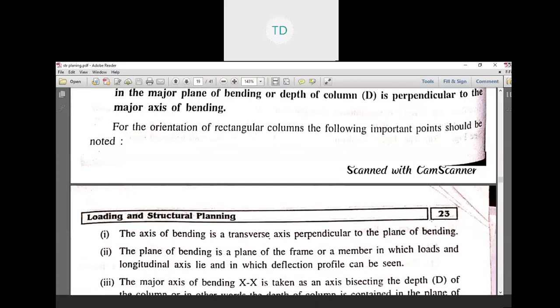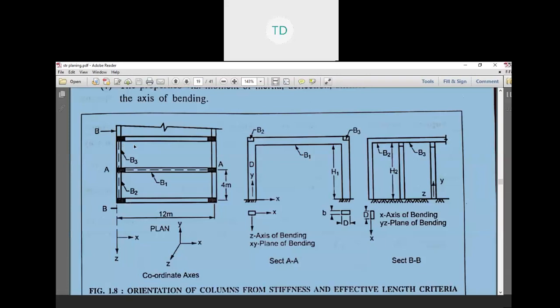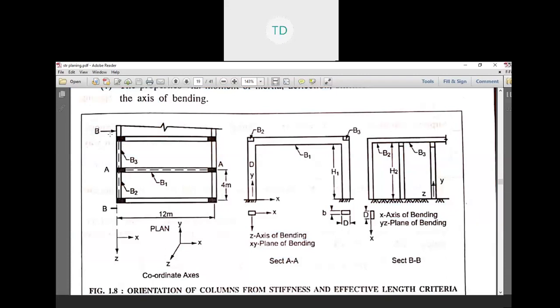We can adjust this column by 90-degree rotation. After rotating 90 degrees, it behaves like this, but it is not suitable for this kind of plan because this distance is very small compared to this distance. That is why, to get proper support, we can take the direction of the column in this way.